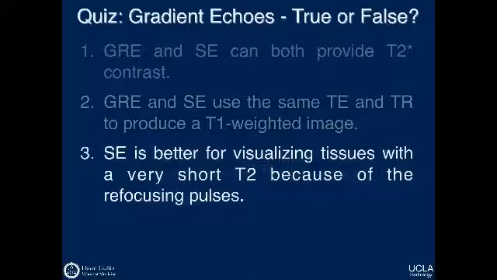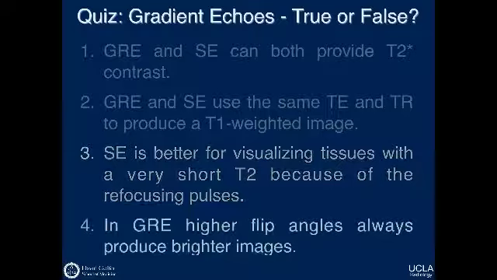Spin echo is better for visualizing tissues with a very short T2 because of the refocusing pulses. Kind of a complicated one. We saw this knee image a little while ago. Refocusing pulses are great. They help sharpen up images, if you will. But spin echoes typically have longer TEs. Longer TEs mean more T2 decay. And so we saw the meniscus, for example, and tendon on the spin echo image was gone, right? That signal was basically gone. So gradient echo imaging has shorter TEs, and it's even better for visualizing tissues with a very short T2. So this would be false.